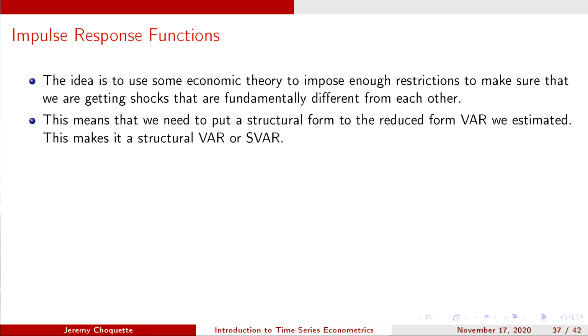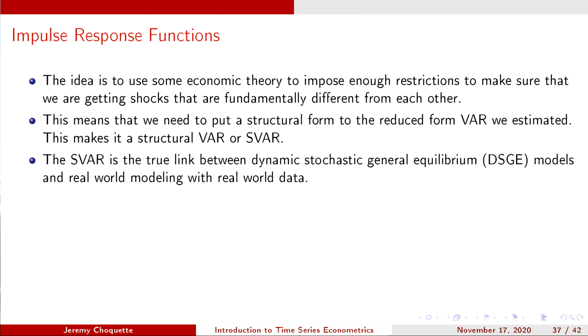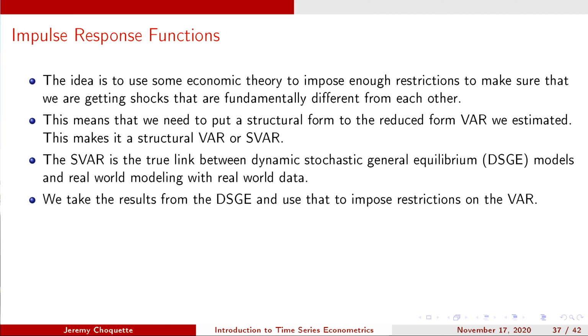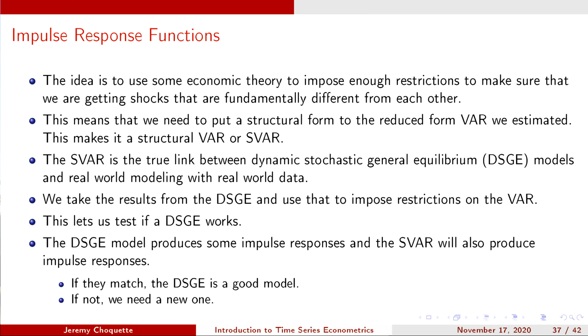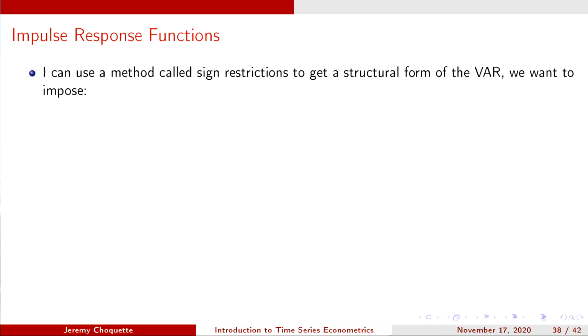So I need to put this guy into a structural form. What we originally saw was a reduced form VAR. I want a structural VAR, SVAR. Right? So this SVAR is really the true link between a dynamic stochastic general equilibrium model and real-world modeling with real-world data. So I take the results from the DSGE and use that to guide the way I'm going to be imposing restrictions on the VAR, which lets me test if the DSGE works, right? If the model produces some impulse responses and the SVAR produces the same impulse responses, then it's a good model. But if they don't match, they're not the same, I need a new model.